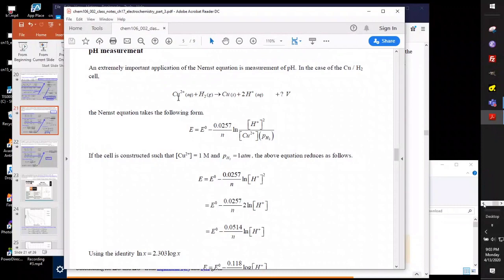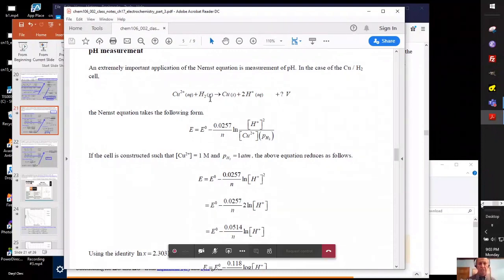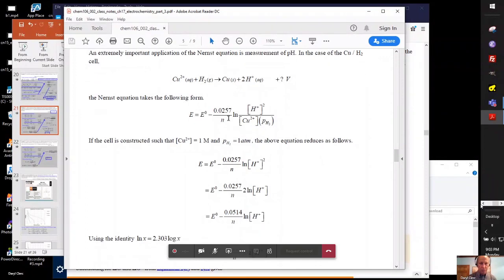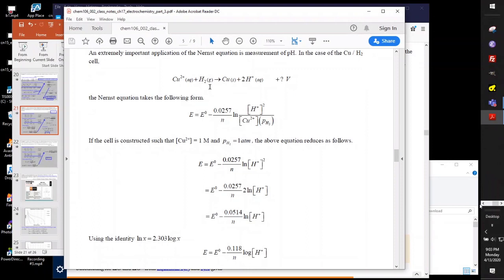So let's look at a copper hydrogen couple here. For this reaction, copper aqueous reacting with hydrogen gas, yielding copper solid and H plus, the Nernst equation has this form. We have H plus on top, it's squared, and on the bottom, we have the copper ion and the partial pressure of H2.